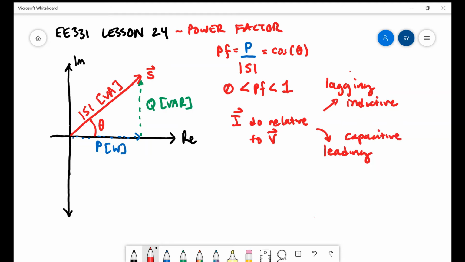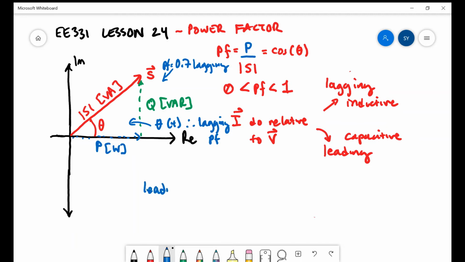So for this example, this top S, I would say theta is positive, therefore it is a lagging power factor. An example number would be that this is 0.7 lagging. That would be an example value of a power factor. And obviously I would have a power factor that is leading if I was down here.